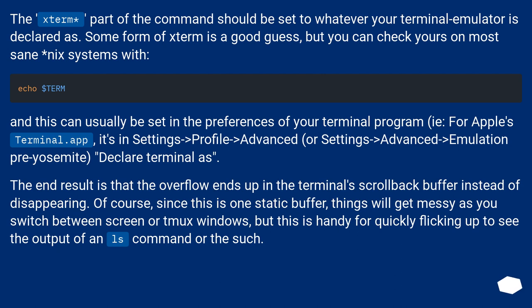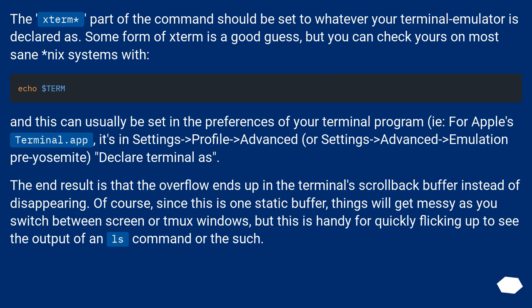The xterm part of the command should be set to whatever your terminal emulator is declared as. Some form of xterm is a good guess, but you can check yours on most sane *nix systems with this. And this can usually be set in the preferences of your terminal program. For example, for Apple's Terminal.app, it's in Settings > Profile > Advanced, or Settings > Advanced > Emulation pre-Yosemite, Declare terminal as.